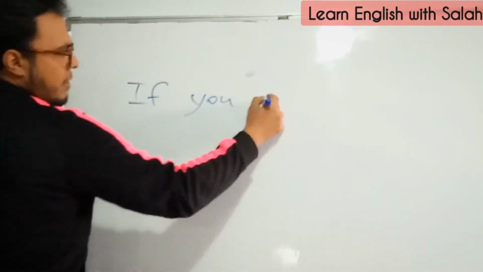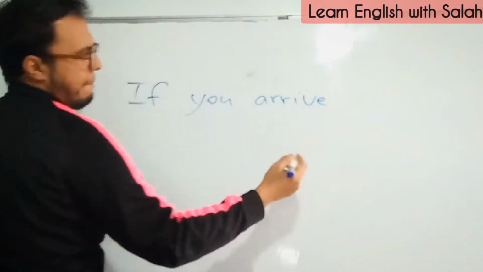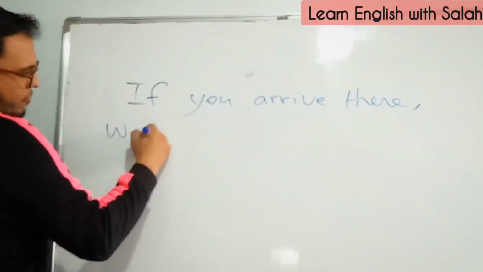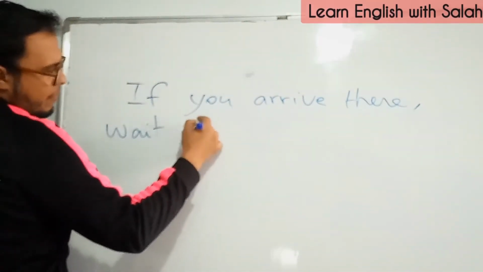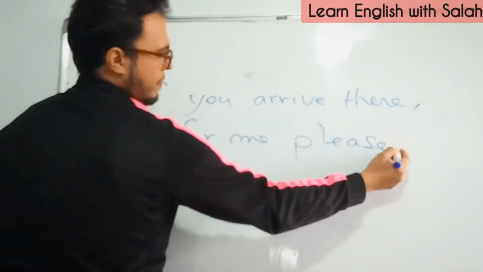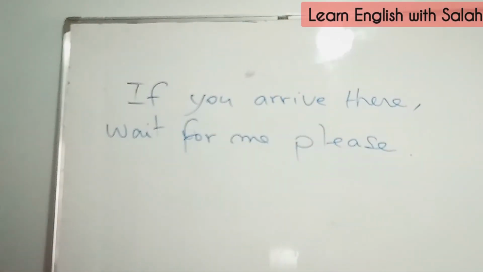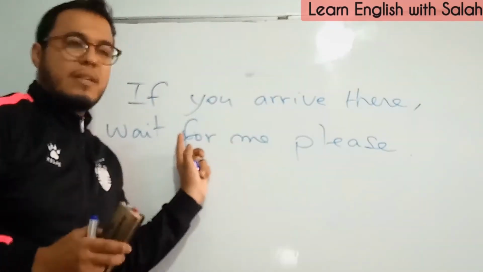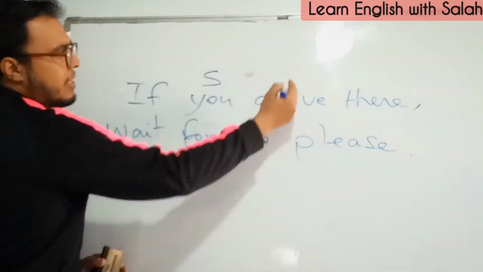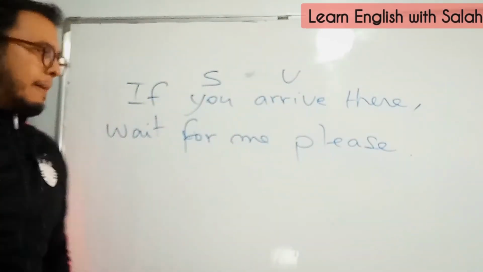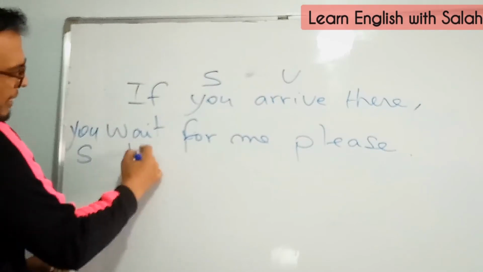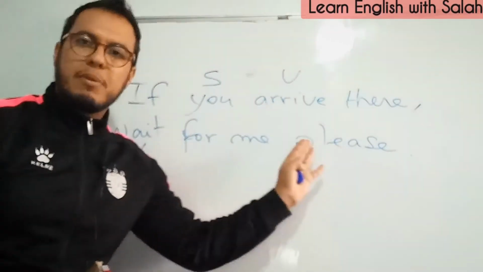So let's have a second example and say, if you arrive there, wait for me, please. Okay, here we have two clauses. The first clause is you arrive, as a subject and a verb, okay? And here we have, of course, you, subject and verb, okay? And the complement of the sentence.